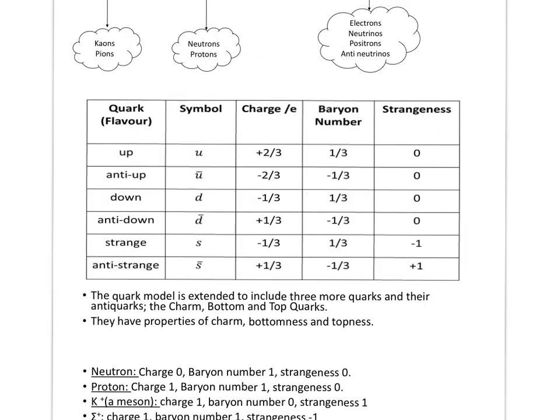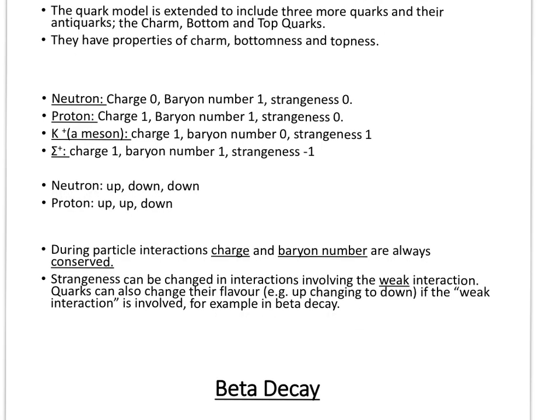We need to know the different types of quarks, their symbol, charge, baryon number and strangeness. The quark model is also extended to include more quarks, which are the charm, bottom and top quarks. They have properties of charm, bottomness and topness. A neutron is made up of an up quark and two down quarks. A proton is made of up, up, down.